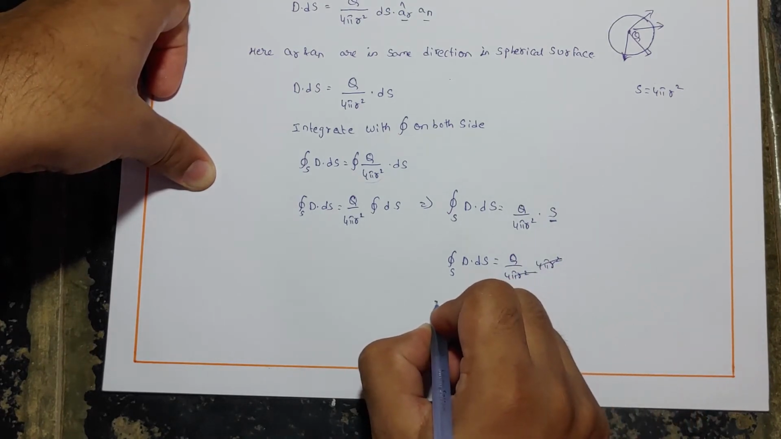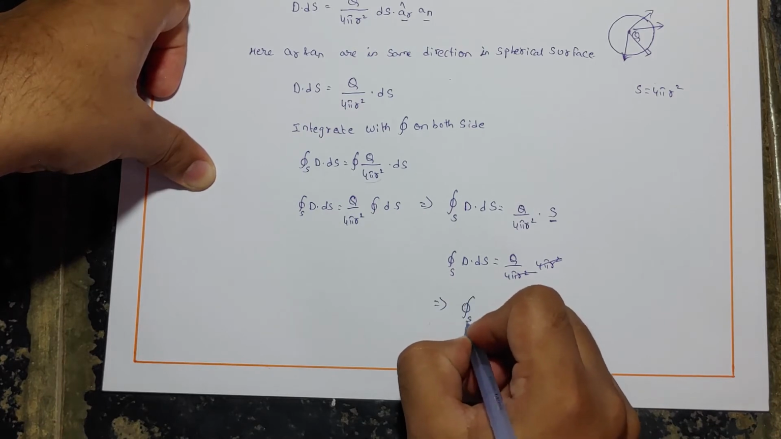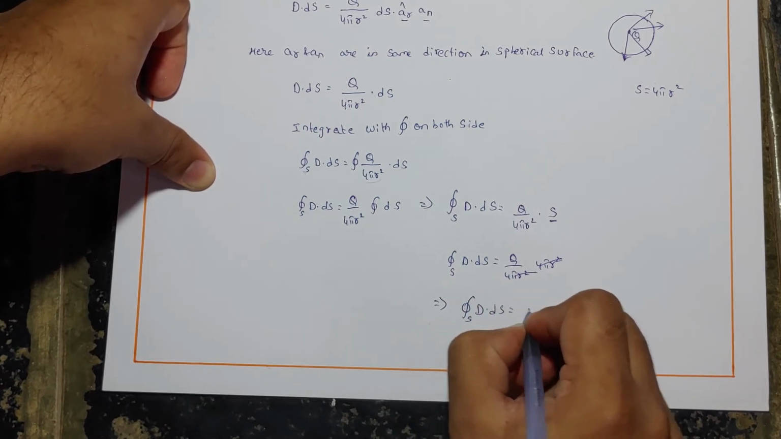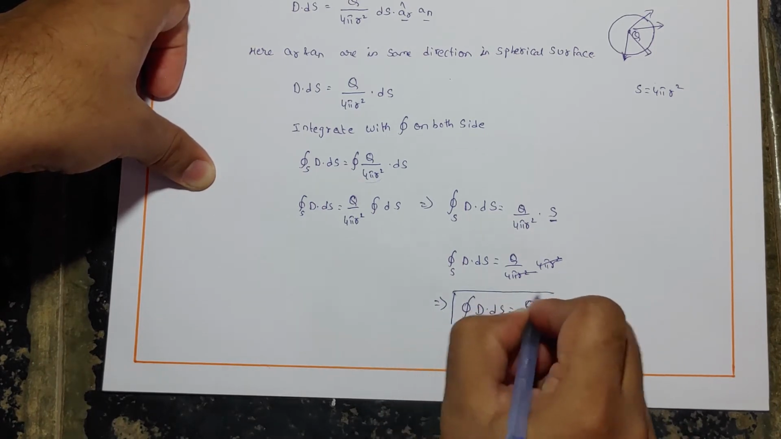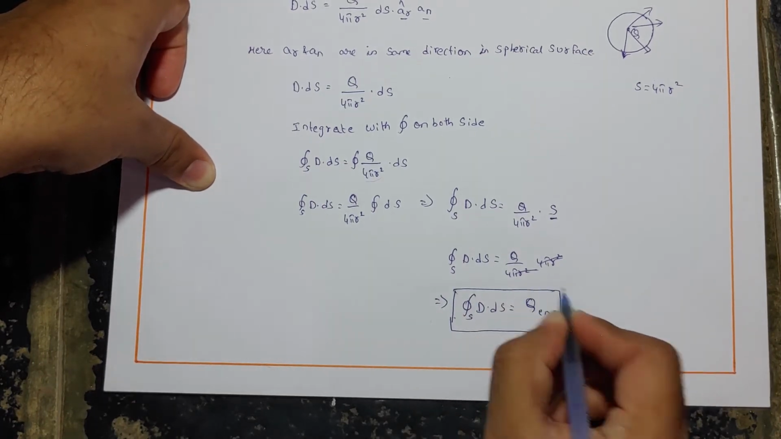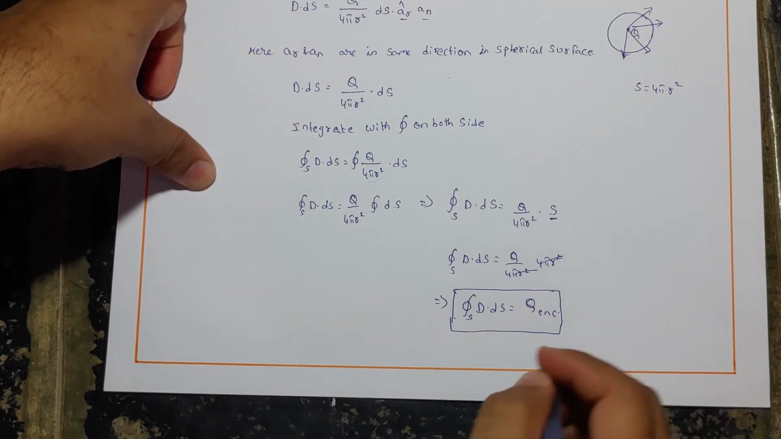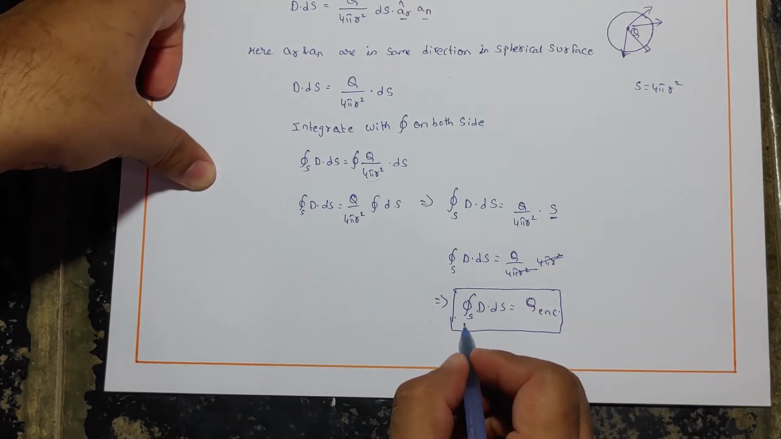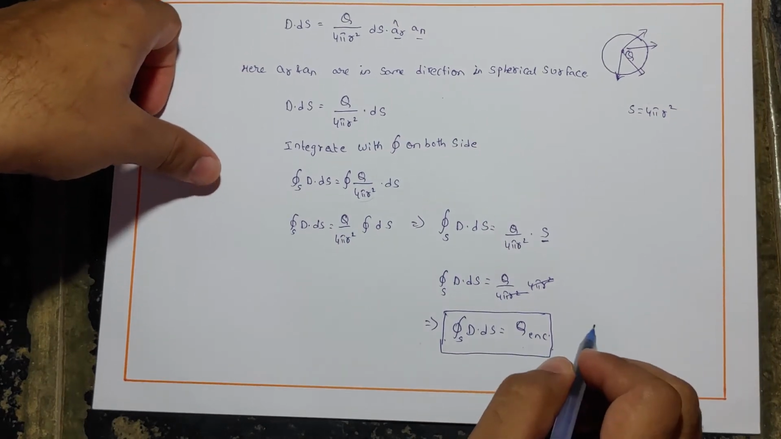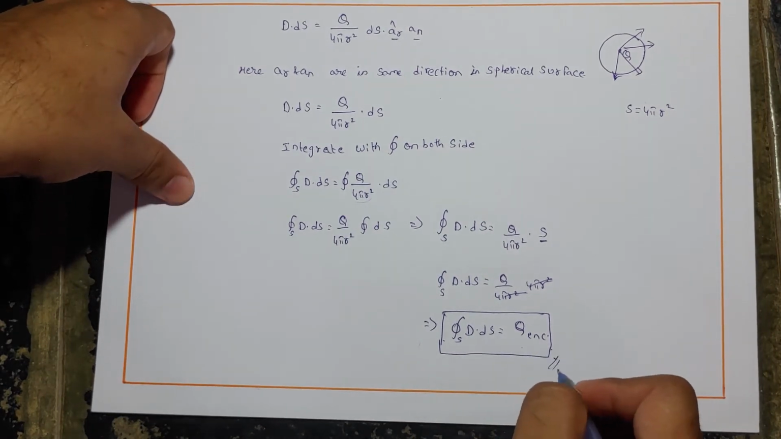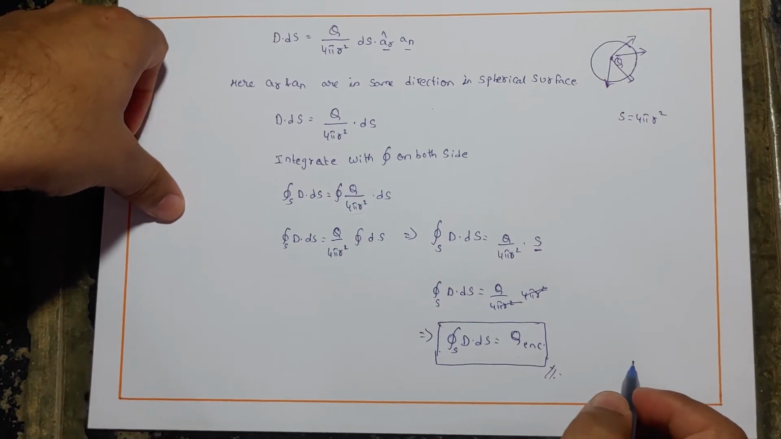Finally we will end up with surface integral of D dot dS is equal to Q enclosed. In this way, we prove that closed surface integral of D dot dS is equal to charge enclosed by the surface according to Gauss law. Now let us see applications of Gauss law.